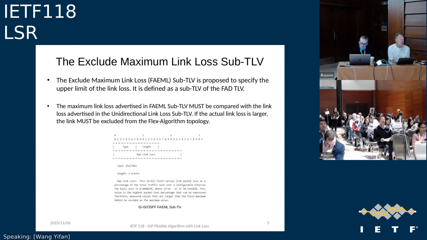The maximum link loss is defined as it was defined in the unidirectional link loss sub-TLV, which is a 24-bit field that carries link packet loss as a percentage of the total traffic sent over a configurable interval. And the maximum value is 50%.